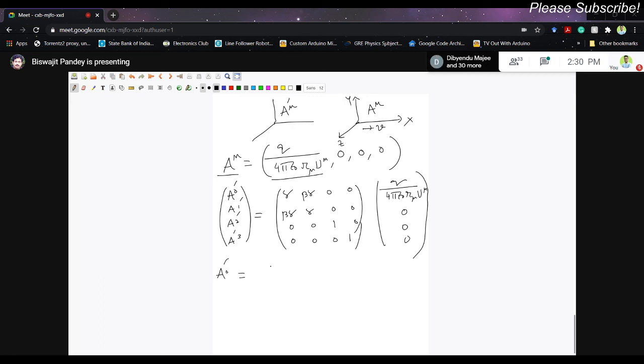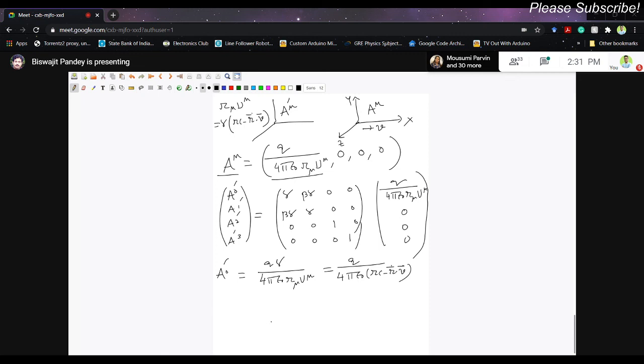A0 prime will be, multiplying, q gamma divided by 4 pi epsilon 0 r mu u mu. We have already found r mu u mu. So what will we write? What is r mu u mu? If you have forgotten that, let me write it down once again. R mu u mu we calculated is equal to gamma times rc minus r dot v, right? If we put this here, gamma and gamma cancel out, so what remains? q over 4 pi epsilon 0 rc minus r dot v.